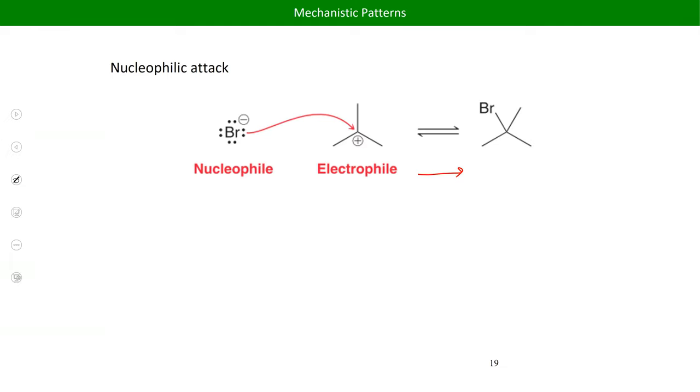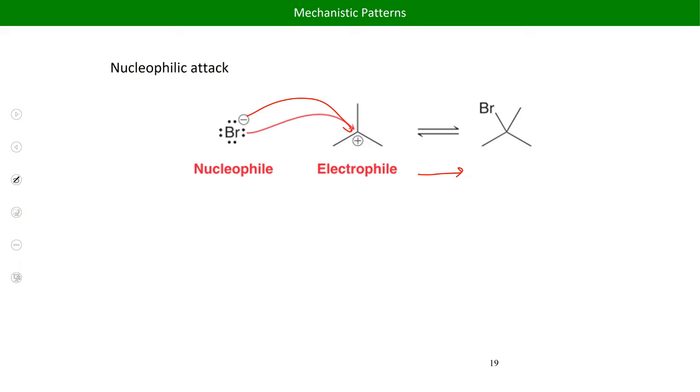So the key here is, one, make it obviously curved, but two, you're never drawing an arrow from a positive charge. Your positive charge is an empty space. Empty spaces don't move; things move into empty spaces. A negative charge is always going to be a lone pair, right? You can't have a negative charge on a molecule without having a lone pair. So it's okay to draw an arrow from a negative charge to a positive, but never backwards.